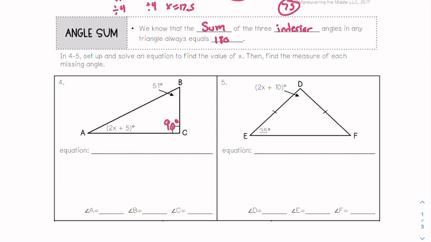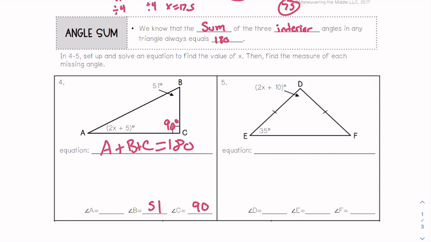All right, now we know 2 of the 3 angles, right? Because we know that all 3 angles equal 180 degrees. A plus B plus C equals 180. And they want us to know, well, what are the values of the 3 angles? Well, we already know angle B is 51, and we know angle C is 90.